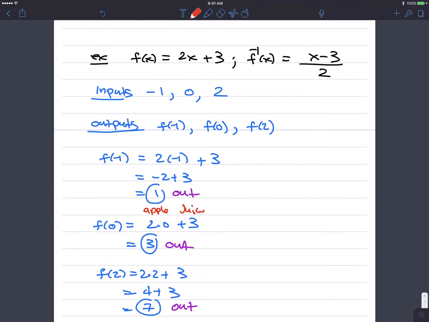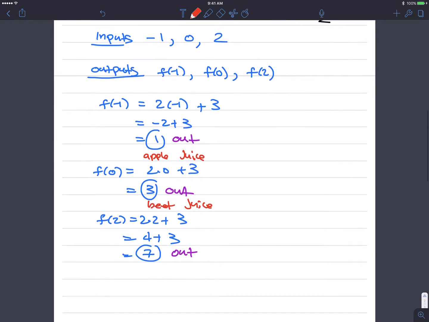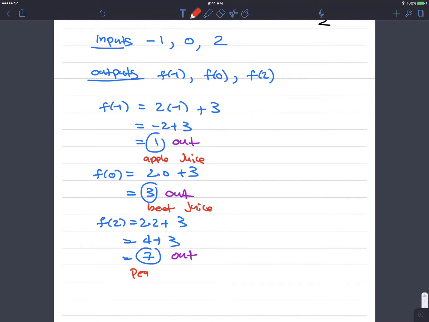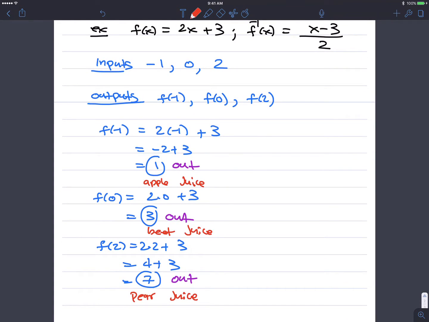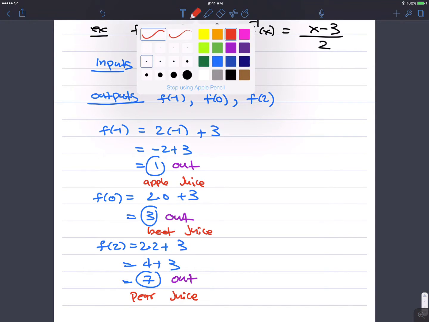Apple juice, beet juice. And then you say I have some pear juice. Now this is my function f. Okay, so all of these inputs gave me these associated outputs. And I can summarize them in terms of coordinates.